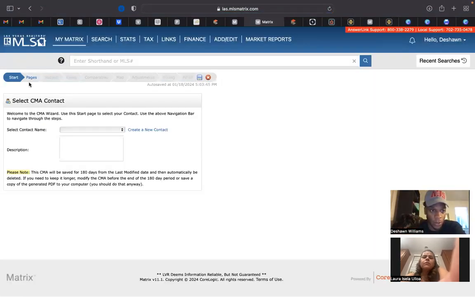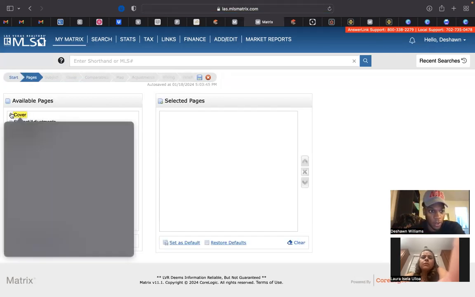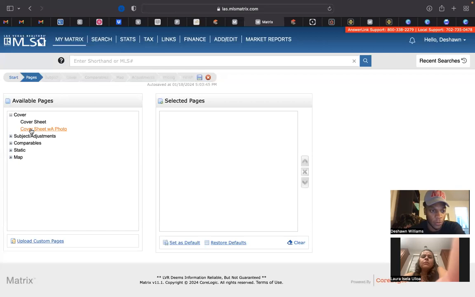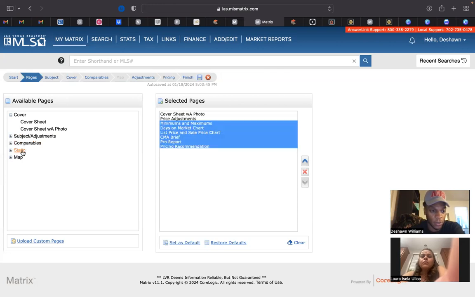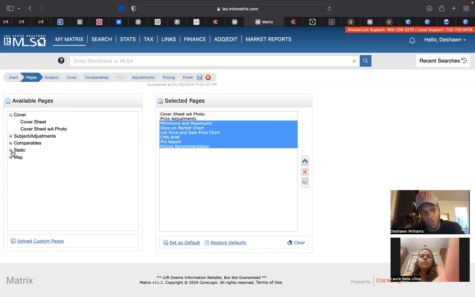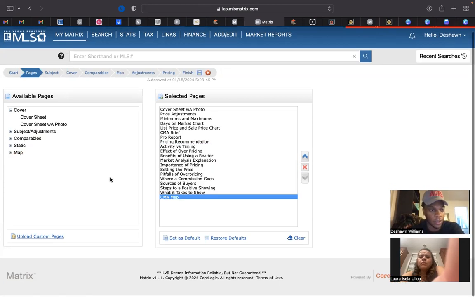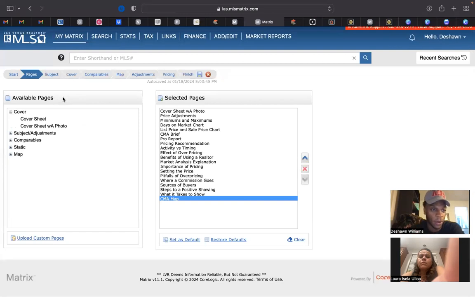We'll skip this part. You can choose whatever pages you want. Usually I'll pick the cover sheet with a photo, keep all the subject adjustments in there, all the comparables. The static is just kind of like the importance of not overpricing your home, activity versus timing. It's just a bunch of extra stuff, but it's still good information for the seller to know. They probably will never look at it, as long as you explain it very thoroughly.